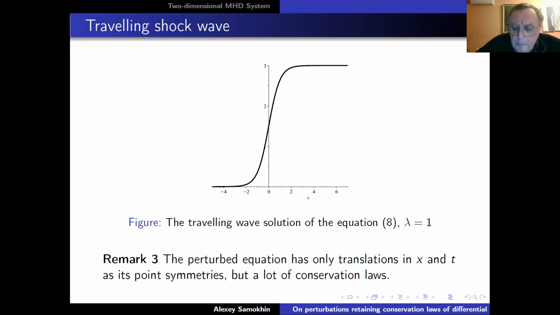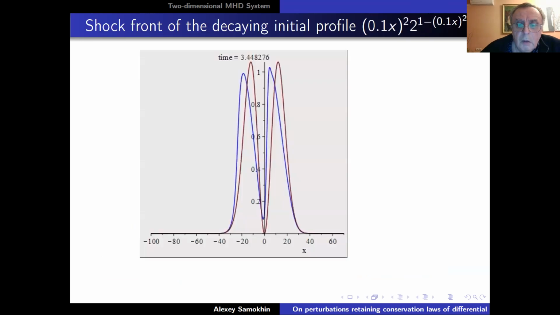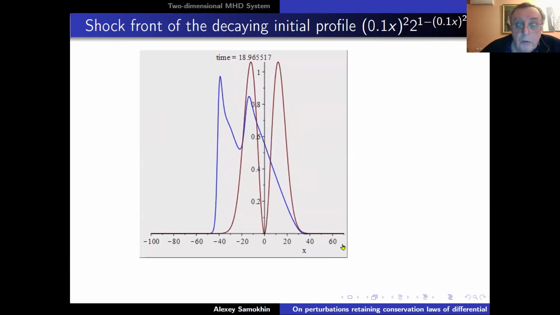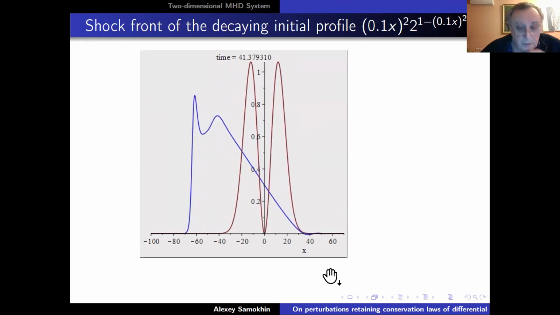First, their traveling wave solutions are also shock waves, and also a compact initial profile decays to a shock wave with or without an oscillating tail moving in the opposite direction.